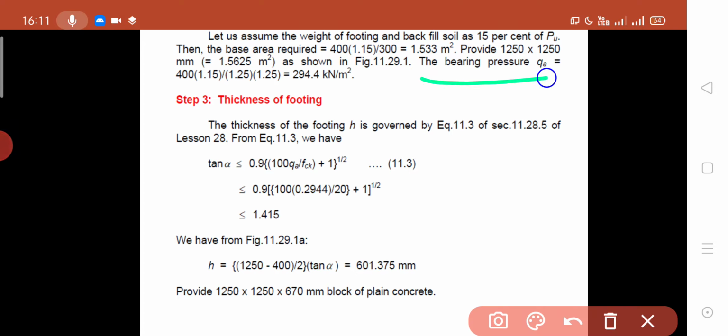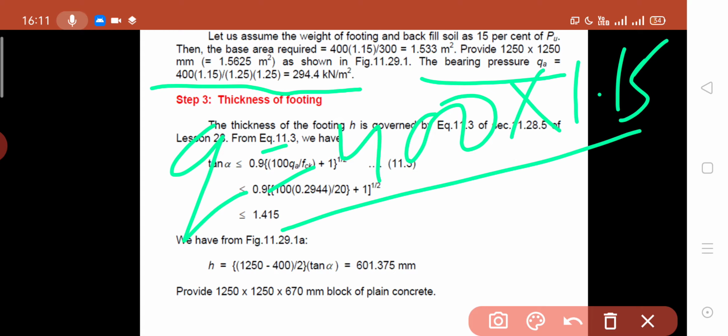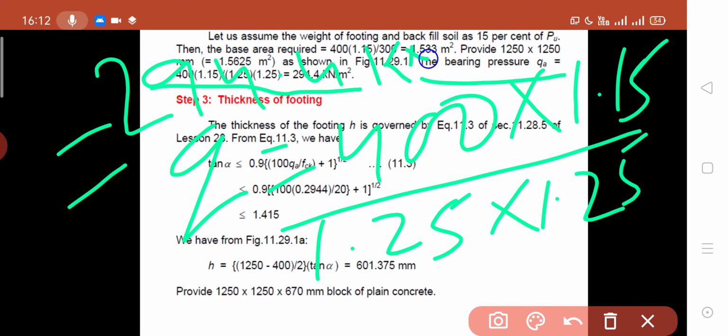The bearing pressure, which is Q. So we find 400 into 1.15 divided by area. The area size of the base is 1250 into 1250. So we convert to meters: 1.25 into 1.25. So we get the value of Q, which is 294.4 kilonewton per meter square.